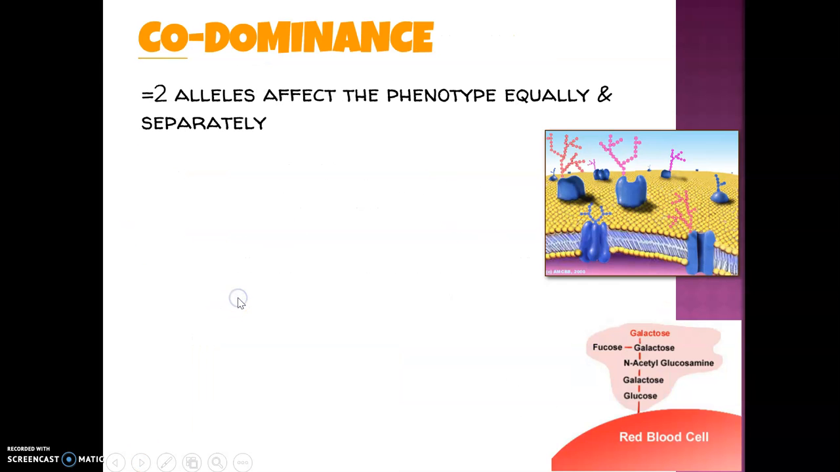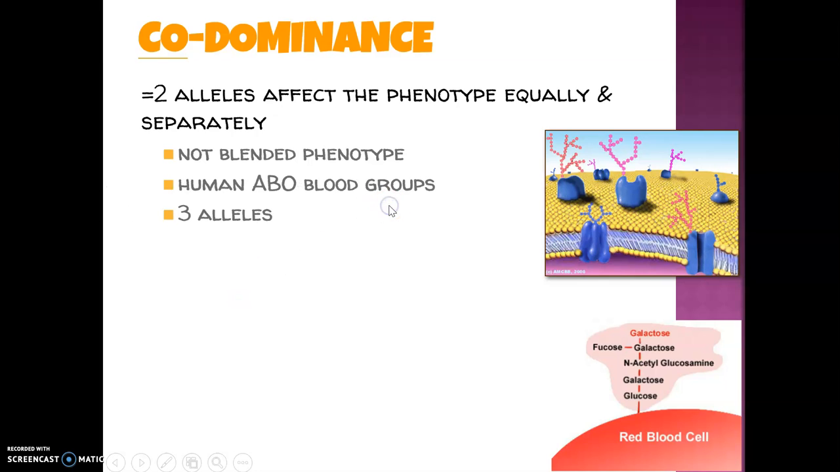So then you can have something called codominance. So 2 alleles affect the phenotype equally and separately. So it's not a blended phenotype. Both are very, very present. An example would be the human blood groups, because you can have 3 different alleles.